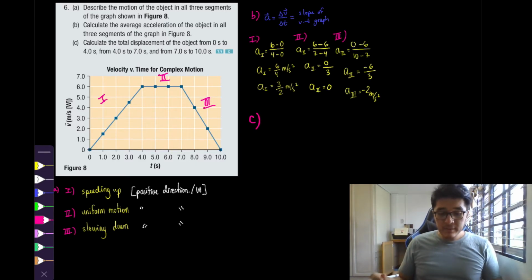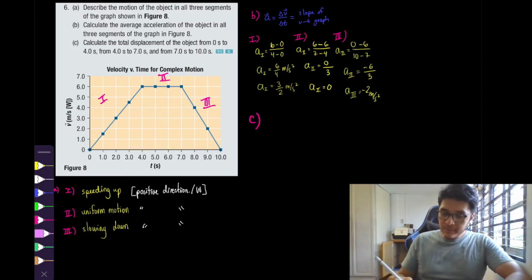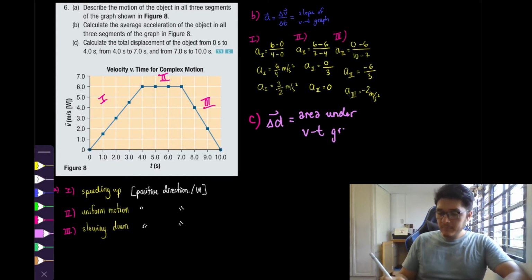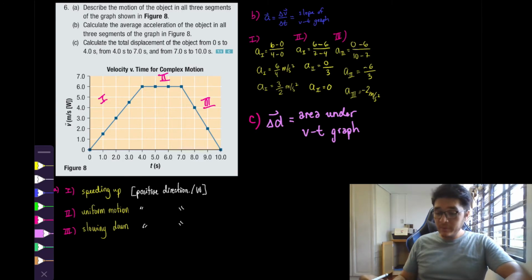Okay, for part C, it asks us to calculate the total displacement of the object from 0 to 4 seconds, from 4 to 7, and from 7 to 10. Now we come across something different. So the displacement of the object, which is delta D, this is actually the area under the VT graph. So this means that we're going to have to calculate the area in each of the three sections.